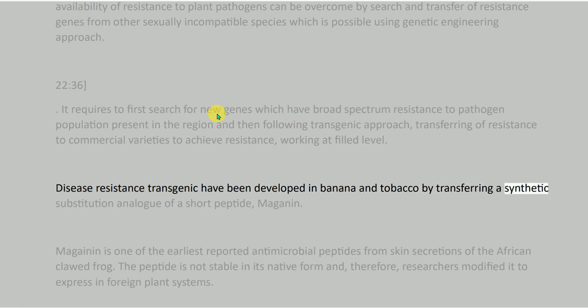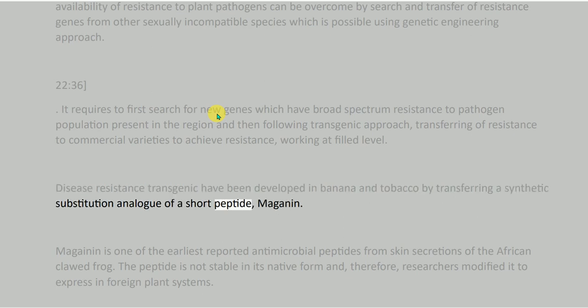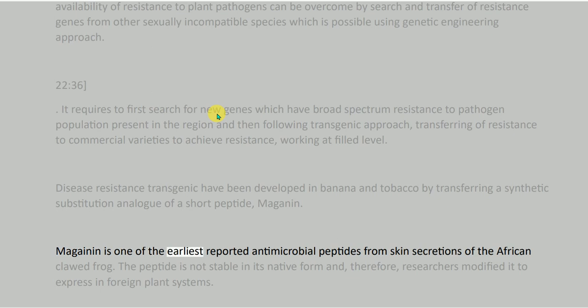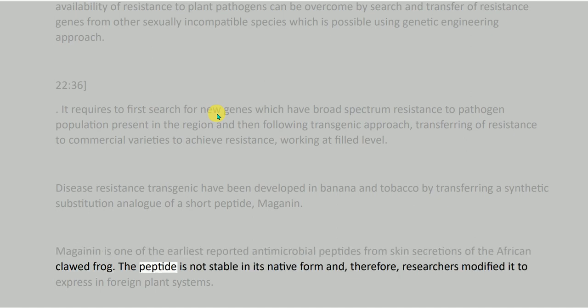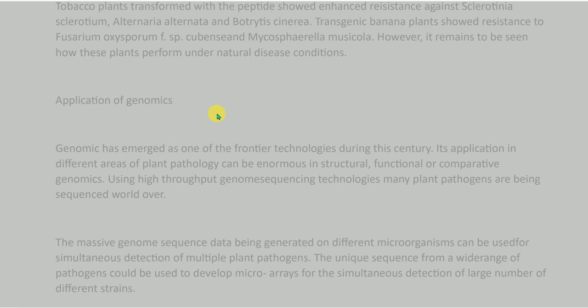Magainin is one of the earliest reported antimicrobial peptides from skin secretions of the African clawed frog. The peptide is not stable in its native form and, therefore, researchers modified it to express in foreign plant systems. Tobacco plants transformed with the peptide showed enhanced resistance against Sclerotinia sclerotiorum, Alternaria alternata and Botrytis cinerea. Transgenic banana plants showed resistance to Fusarium oxysporum f. sp. cubense and Mycosphaerella musicola. However, it remains to be seen how these plants perform under natural disease conditions.